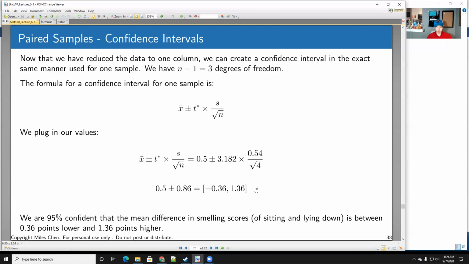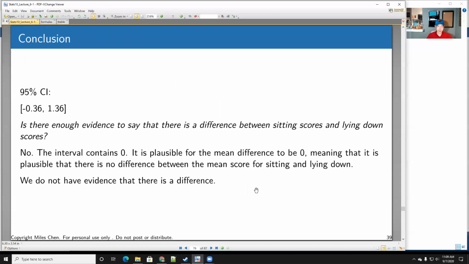And the question is, could the difference be 0? Because 0 is in the interval, the answer to the question, is there enough evidence to say that there's a difference between sitting scores and lying down scores, is no. The interval contains 0, so it is plausible that the mean difference is 0, meaning that it is plausible that there's no difference between the mean score for sitting and lying down. So our conclusion, based on our data, is that we do not have evidence that there is a difference.